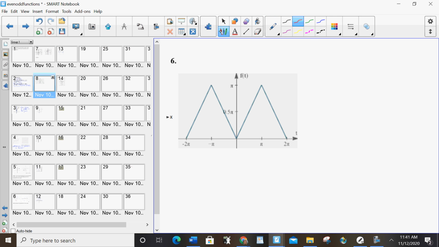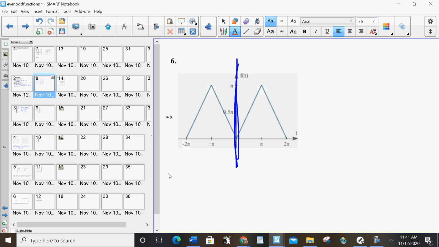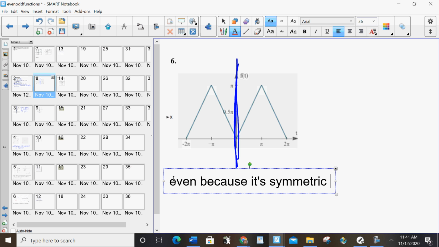6. Let's check to see if it's even. Is it symmetric to the y-axis? Yes. Okay, that y-axis is cutting it exactly in half. If I flip it over the y-axis, it will land on itself. So it is even because it's symmetric to the y-axis.